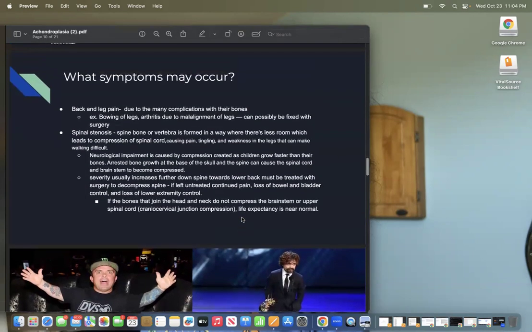Neurological impairment is caused by compression created as children grow faster than their bones. So arrested bone growth at the base of the skull and the spine can cause the spinal cord and brainstem to become compressed. Severity usually increases further down the spine towards the lower back, and it must be treated with surgery to decompress.